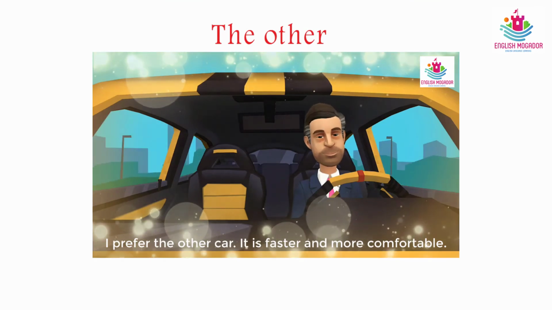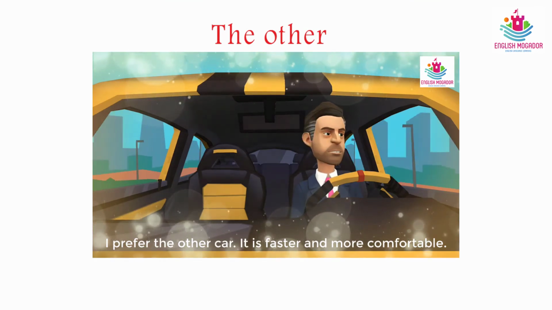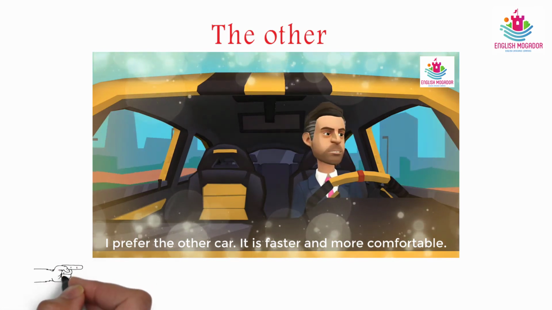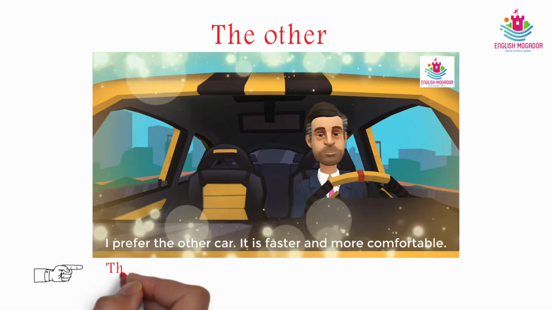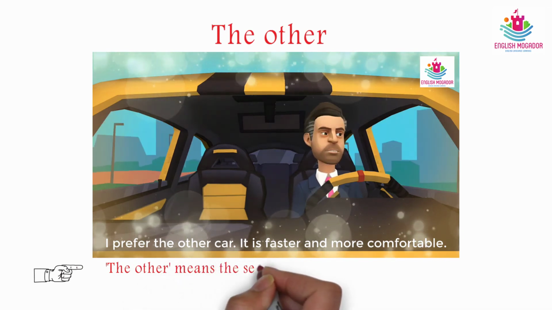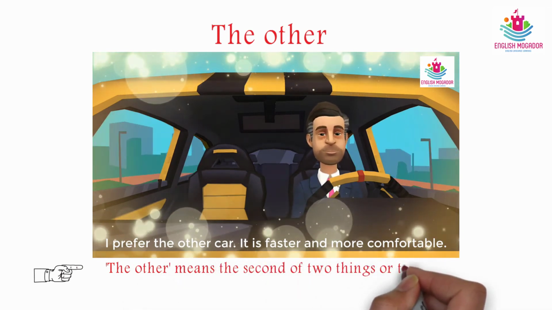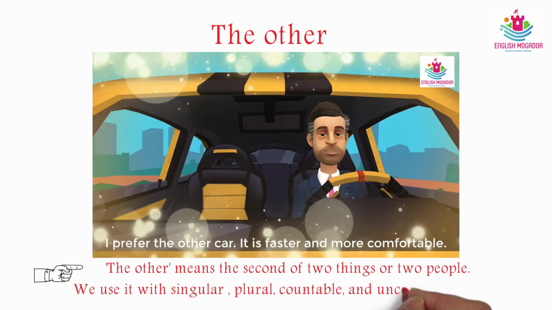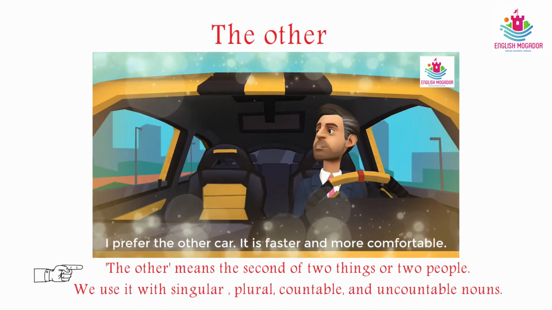I prefer the other car. It is faster and more comfortable. The other means the second of two things or two people. We use it with singular, plural, countable, and uncountable nouns.